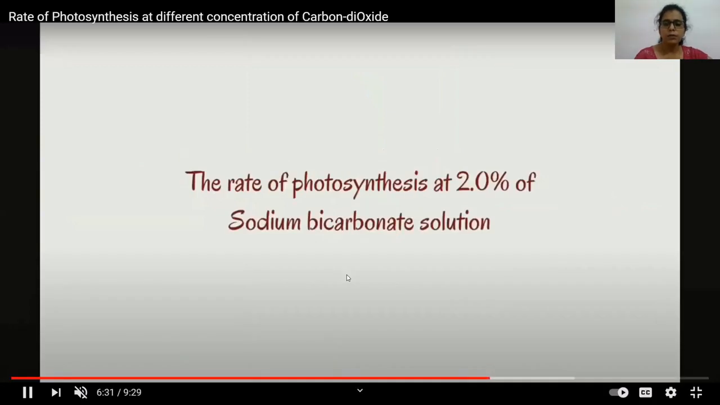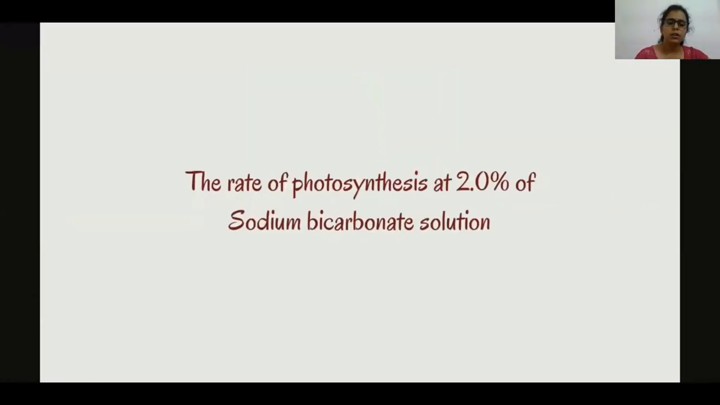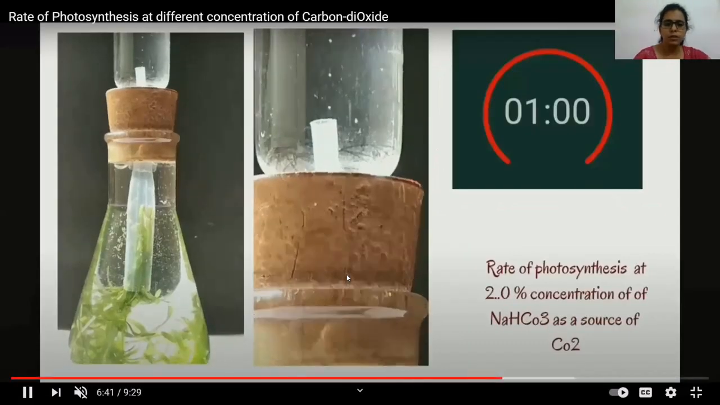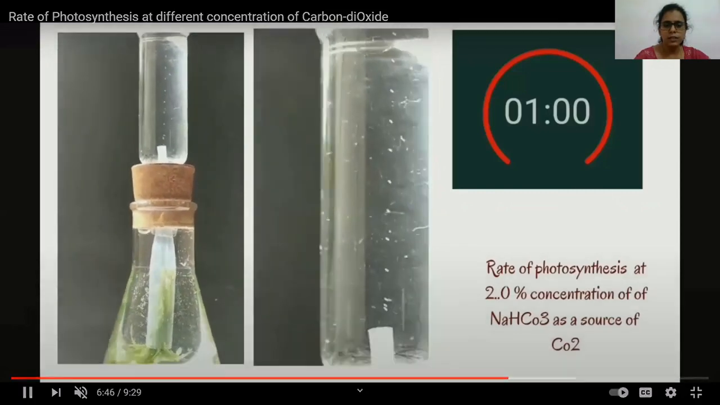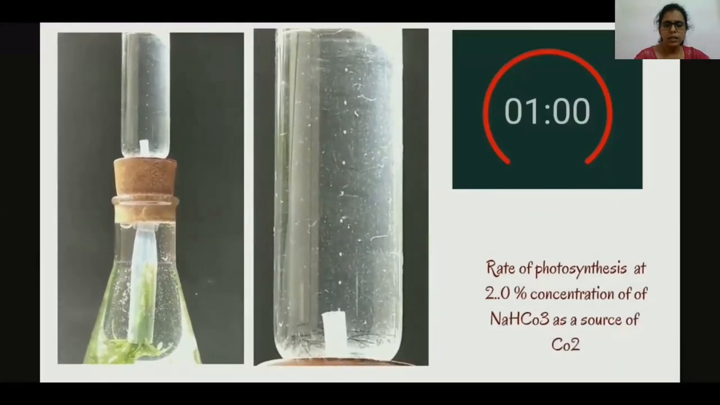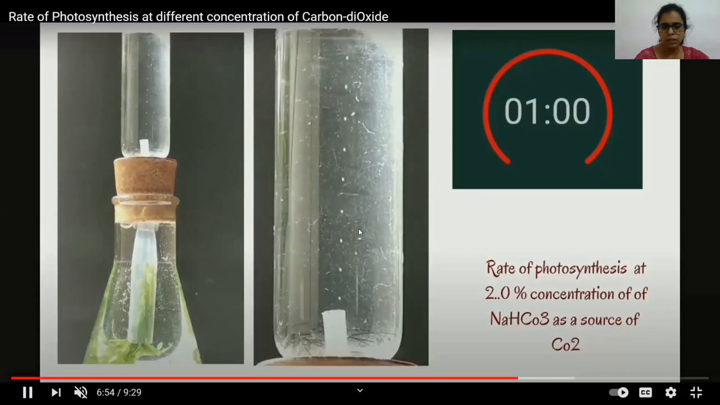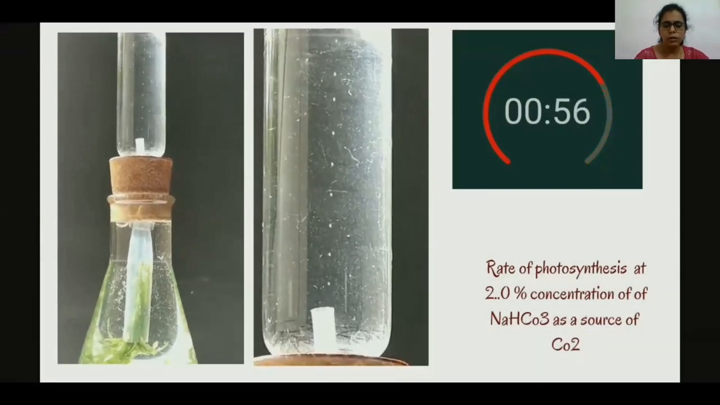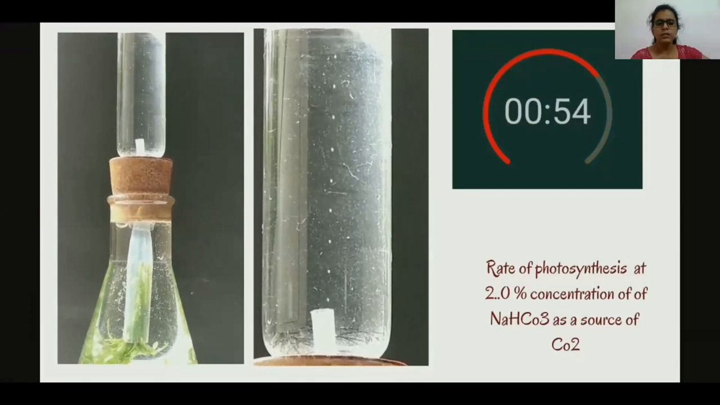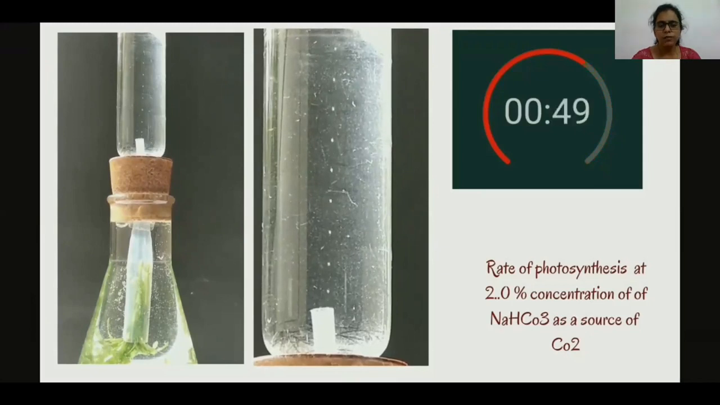Now the last one is the rate of photosynthesis at 2% sodium bicarbonate solution. Here you can make out that the rate of photosynthesis is the fastest, the highest. The number of oxygen bubbles produced here is at the fastest rate. You can easily make out the difference between all these 4. You can easily compare that here the oxygen bubbles are produced at a very much faster rate compared to the last 3.